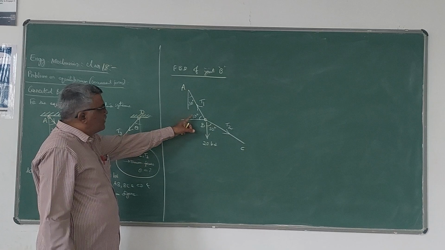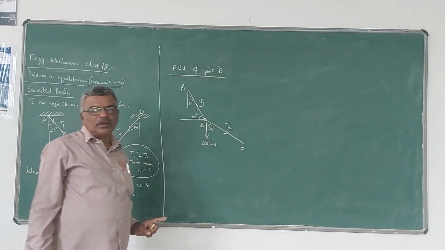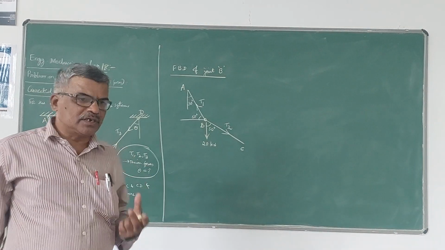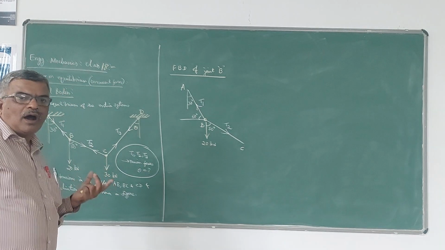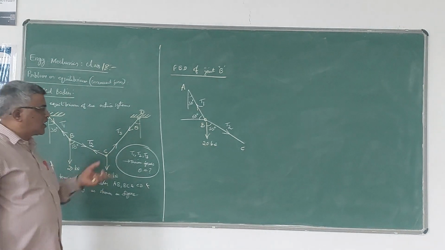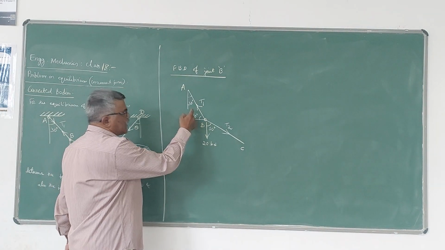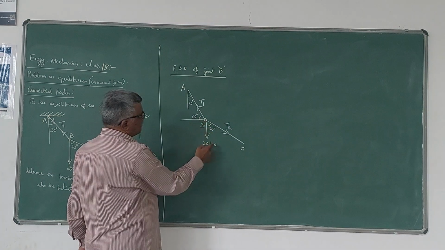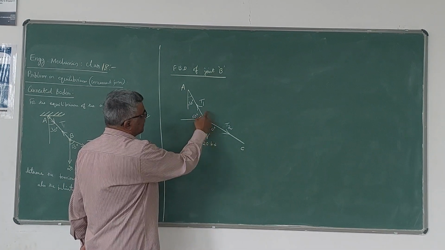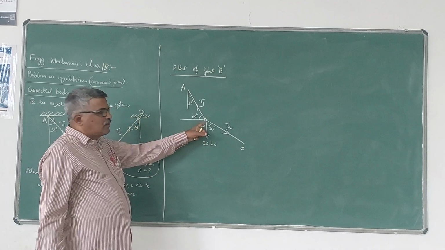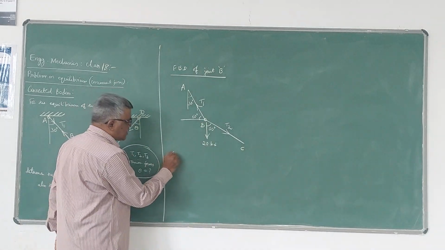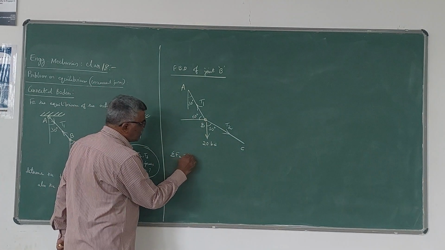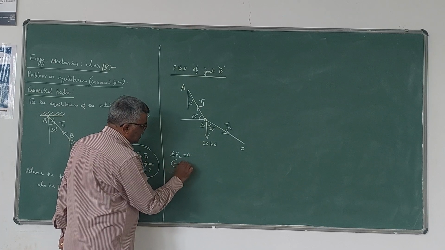Now there are two unknowns, T1 and T2, so we have to get two equations. Either you can use Lami's theorem or you can use equilibrium equations to analyze this problem. This becomes a concurrent force system because there are three forces here, 20 kN, T1 and T2, meeting at this common point B. Now let me use the equilibrium equations, sigma F equals 0.